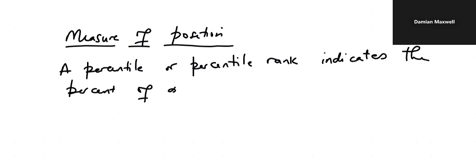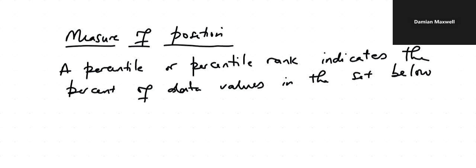All right, so we're going to start with what we call a percentile. A percentile, or sometimes it's referred to as a percentile rank, indicates the percent of data values in the set below that particular value.